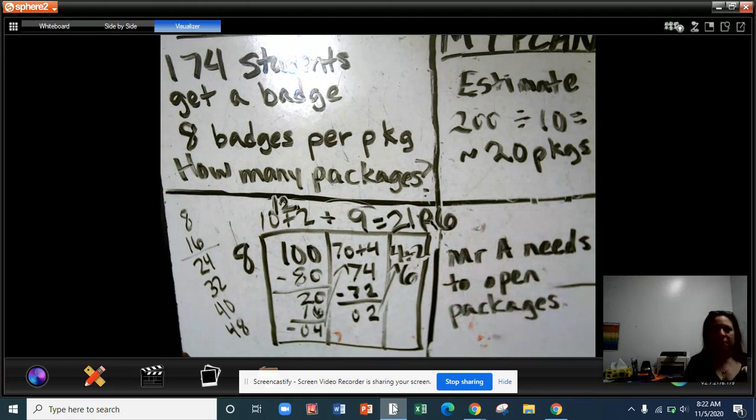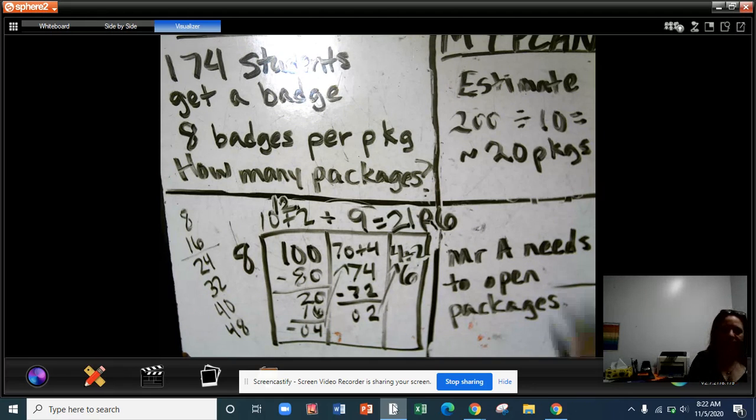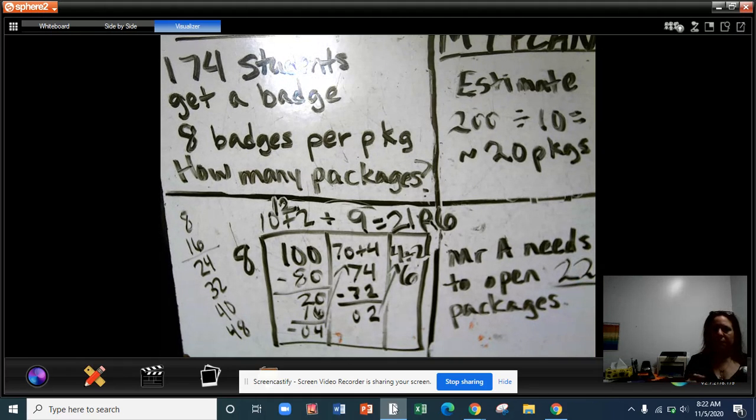Okay, now, how many packages does Mr. A need to open? Is he going to open 21 packages? Will that be enough? Or do you think he should open 22 packages? Right, he's going to need to open 22 packages so that there will be enough badges for everyone. You don't want those 6 kids not to get their badges. So Mr. A needs to open 22 packages of badges.